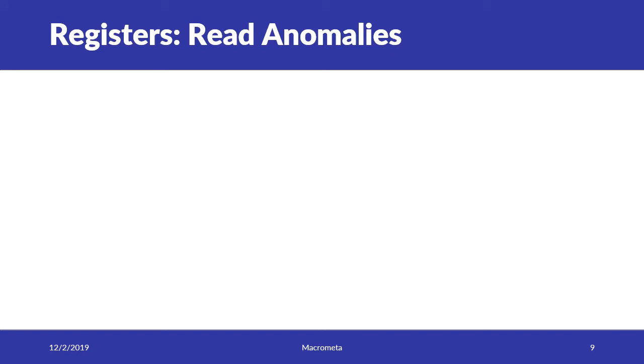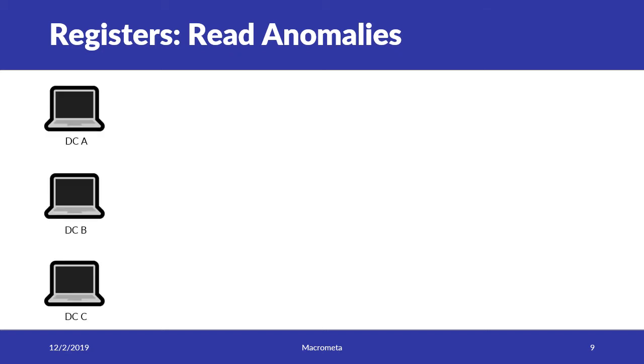Now, the problem with this is that registers can end up giving users what we can refer to as read anomalies, where users see unexpected behavior since the updates are sent independently. So we don't send the entire document, we send individual updates. And because of this, we can demonstrate a simple read anomaly that a user might see using a similar example to what we had before.